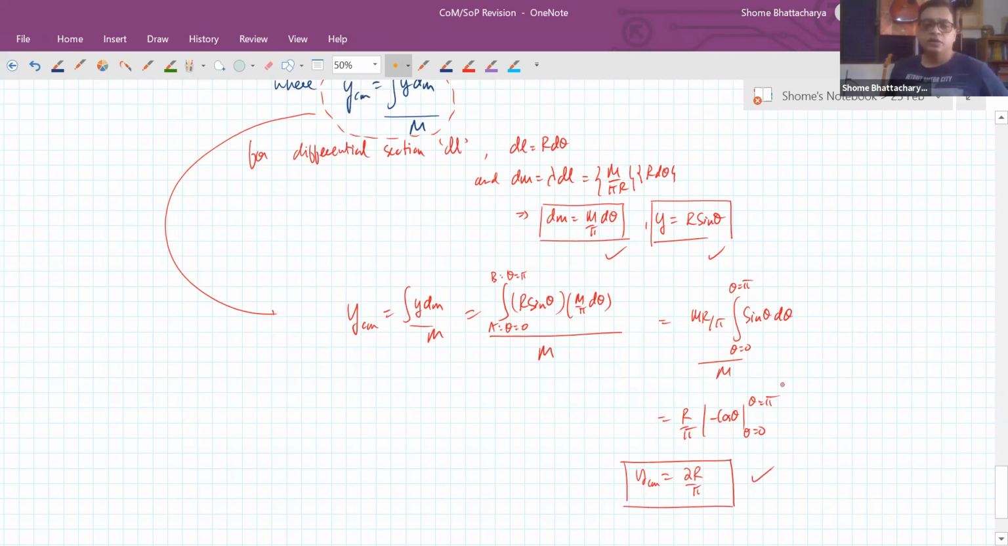So this is the y coordinate of the center of mass with respect to the origin, which we have taken as the center of curvature of the semicircular arc, and the y-axis as the axis of symmetry. So this is a standard derivation and one of the standard formulae that you should be aware of.